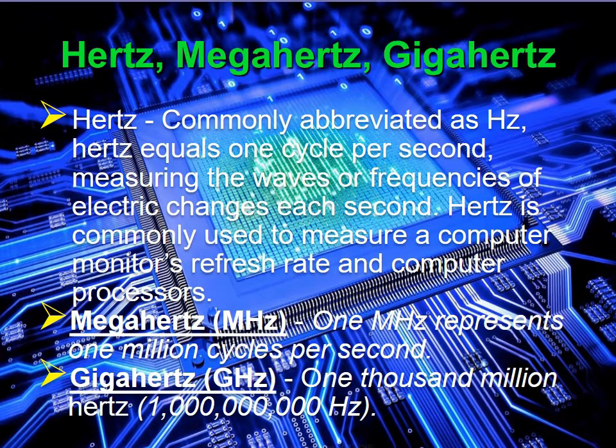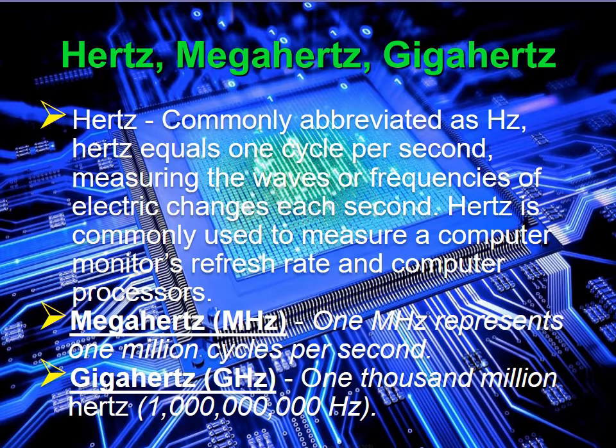Second, there are three types of frequency wave measurements. First is hertz, second is megahertz, and third is gigahertz. Hertz, commonly abbreviated as Hz, equals 1 cycle per second, measuring the wave frequency of electric charges each second. Hertz is commonly used for measuring computer monitor refresh rate and computer processor speed. Second is megahertz. 1 megahertz represents 1 million cycles per second. And third is gigahertz. 1000 million cycles per second is called a gigahertz.